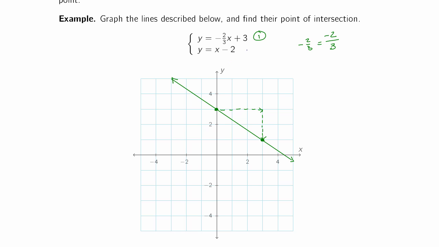Our second line is y equals x minus 2. That's in slope-intercept form again. Intercept at negative 2. Our slope, well, we don't have anything multiplied by x. That means we have 1x, which is 1 over 1. So we'll go right 1, up 1, and there's a second point on our line. We'll draw the line through those as well.